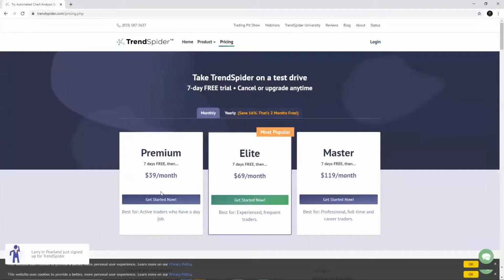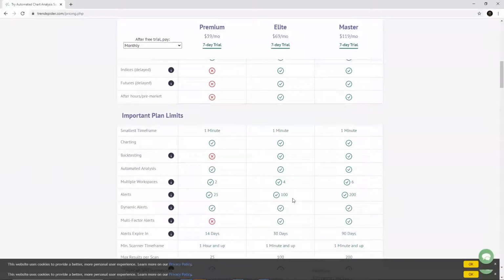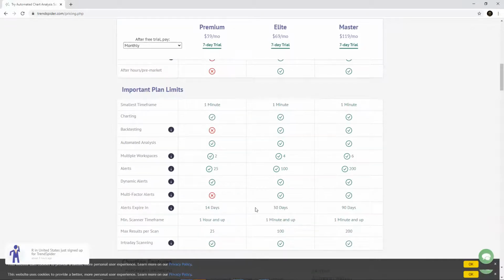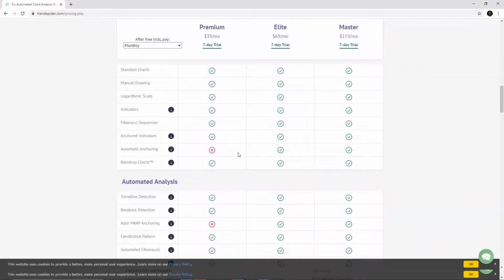This is kind of the going rate right now: the Premium, the Elite, the Masters. I have the Masters, but the most popular is the Elite, the middle one. It shows you the pros and cons of each package. Just to give you a little example, I can have six of those charts all up at one time, so that's why I like the Masters. If you get the Elite, you can only do four at one time. If you get the Premium, you can only do two at one time. And also alerts: alerts expire in 14 days on the cheap one, up to 90 days on the Masters. And so on. It changes, and you can do a max per scan of only 25 stocks, 100 stocks, or 200 stocks. Automatic anchoring.